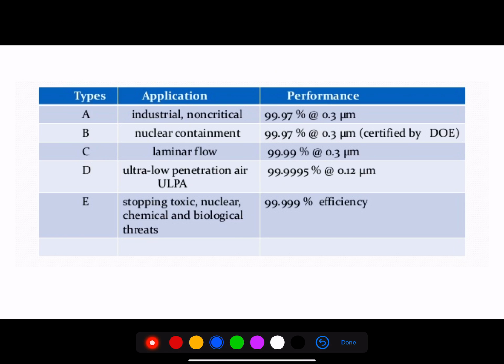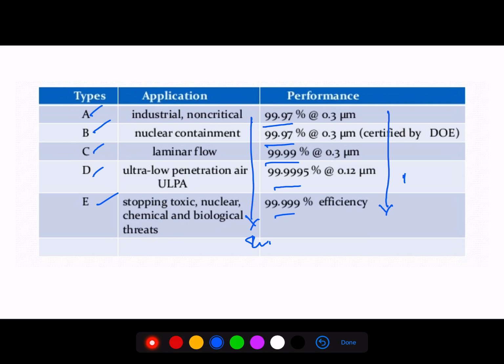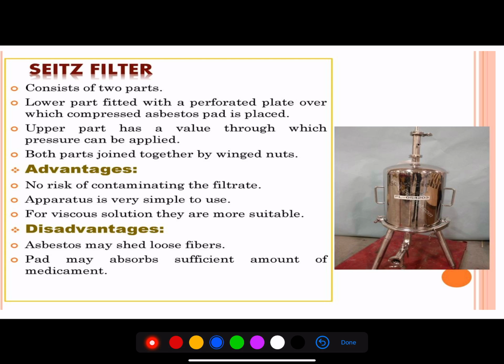Basing upon the size of the pores, they are divided into A, B, C, D, E. Basing upon the size of the pore, the efficiency of these can be determined. You can see the efficiency keeps on increasing as the pore size decreases. The next comes, these are the filters.